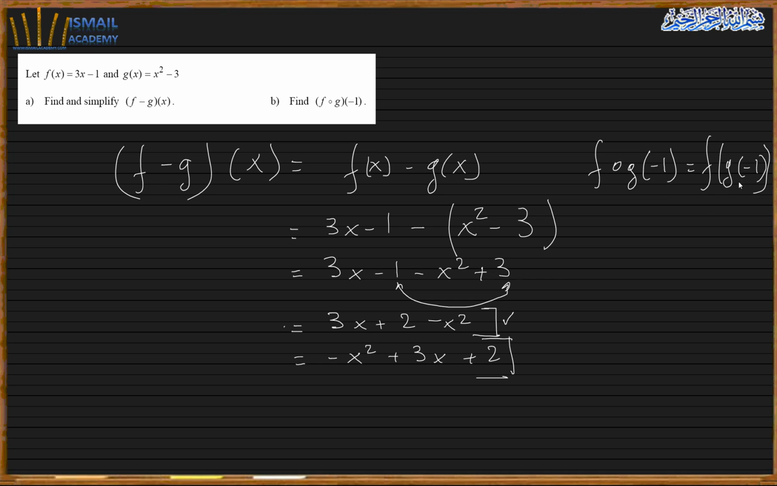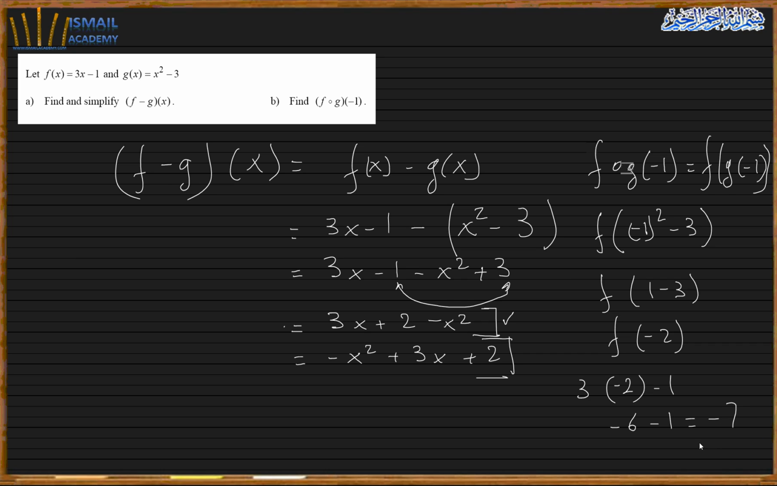So first I need to find out g of minus 1, so it's going to be f of g of minus 1. I substitute minus 1 into g, so it's going to be minus 1 squared minus 3, so it's going to be f of 1 minus 3, which is f of minus 2. Now I substitute minus 2 into the equation, so it's going to be minus 2 times 3 minus 1, so it's going to be minus 6 minus 1, which is minus 7. So here will be minus 7, and here will be minus x squared plus 3x plus 2.